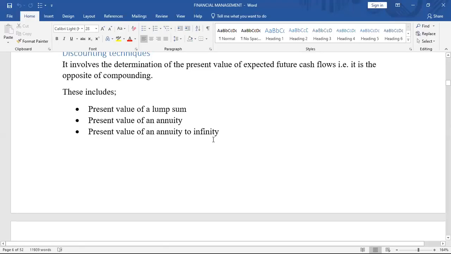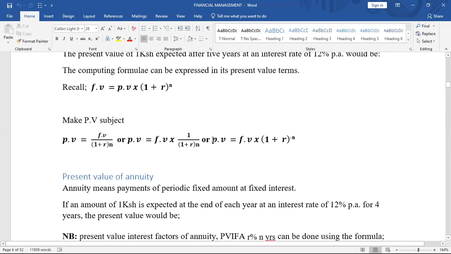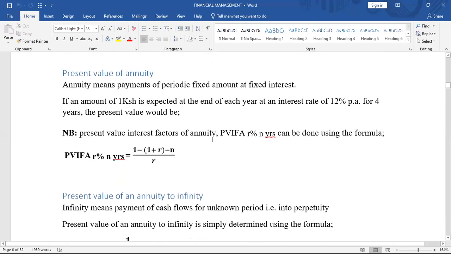So the second one, because the first discounting technique we have already done and understood, is the present value of an annuity. And when you have a question, don't hesitate to raise your hand. We have said annuity means the payment of a periodic fixed amount at a fixed interest. Let me look at an illustration so that I can apply those formulas and show you how they are normally done.